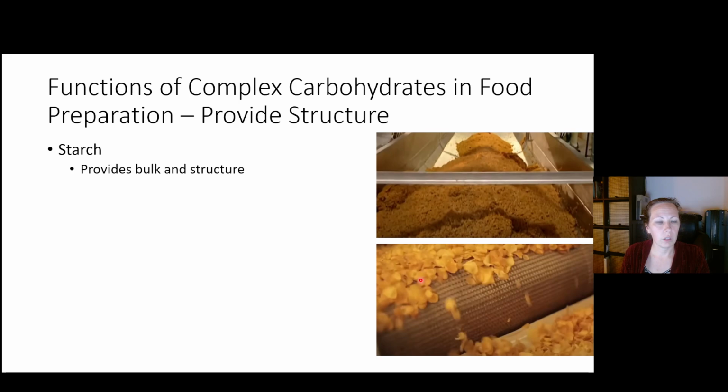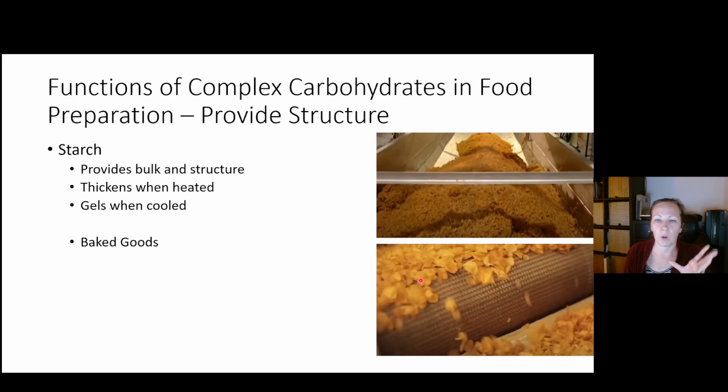So providing structure, starch provides bulk and structure, all right? And when starch is heated, it thickens up. When it's cooled, it then forms a gel. And so in baked goods in particular, along with the protein that we talked about last week, the starch forms this gel. Even in the baked good, you can consider it a gel if it is heated and then cools down and it hardens.